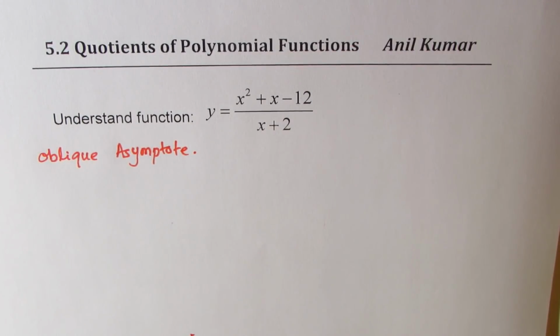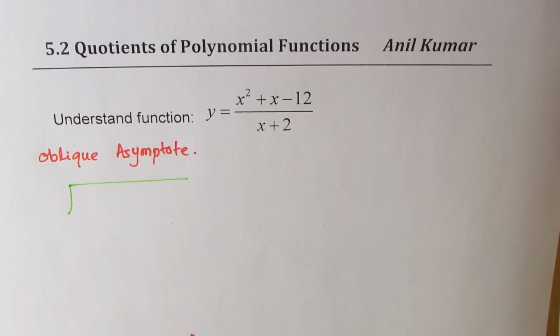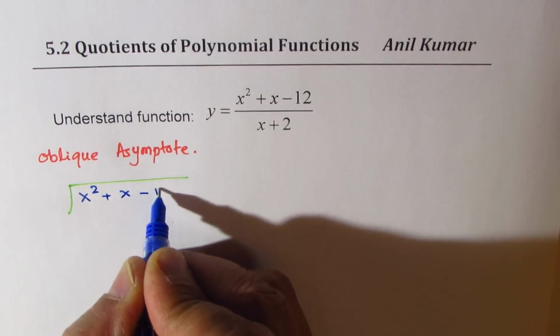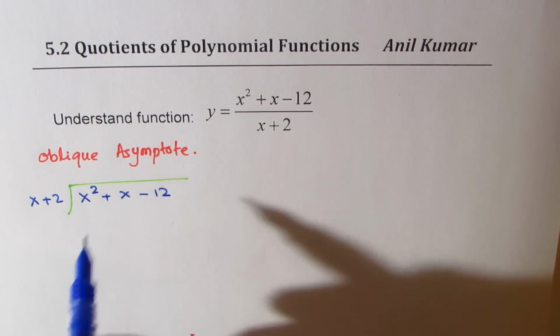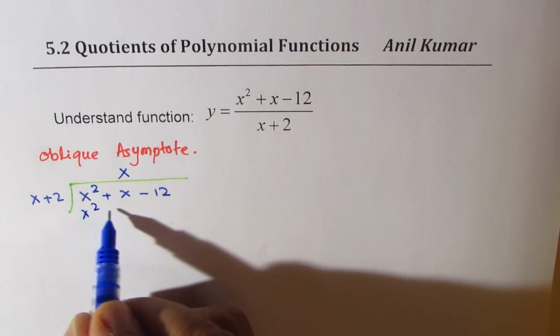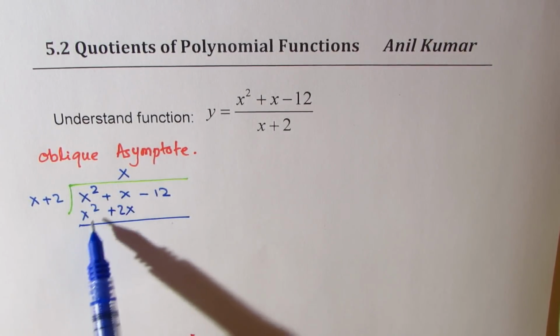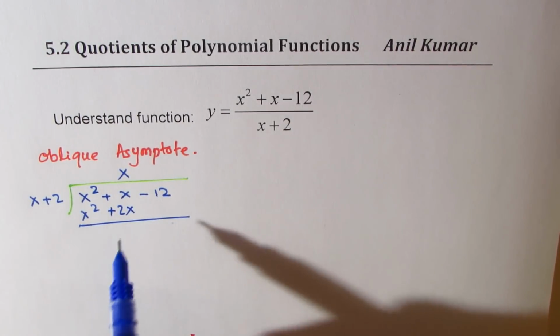Now we'll learn how to find the equation of an oblique asymptote in this video. What we do is perform division. We have to divide the numerator by the denominator. The numerator is x squared plus x minus 12. The denominator is x plus 2. If you divide, you multiply by x. We get x squared plus 2x. The idea is to get rid of the leading term, right? And then follow the sequence of division.